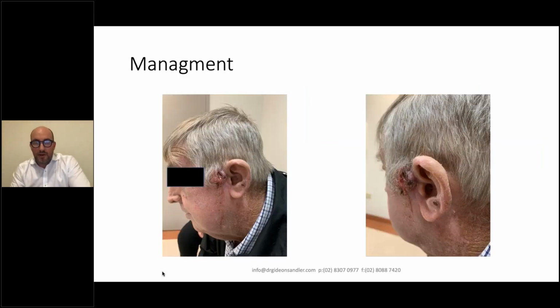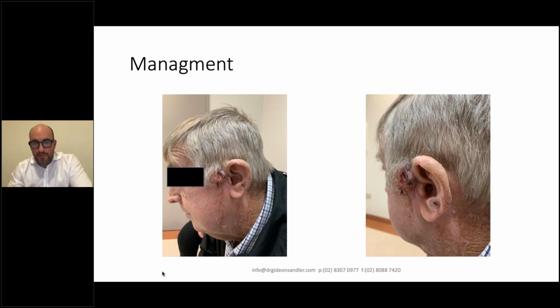So I'm going to run you through a case study here. If you remember our farmer from Condobolin, he was referred by a colleague of mine from Orange with a recurrent left preauricular squamous cell carcinoma, which on biopsy was poorly differentiated. He went on to have a CT scan which showed that he had a metastasis in the neck, and he then went on to have a PET scan which showed no evidence of distant disease.